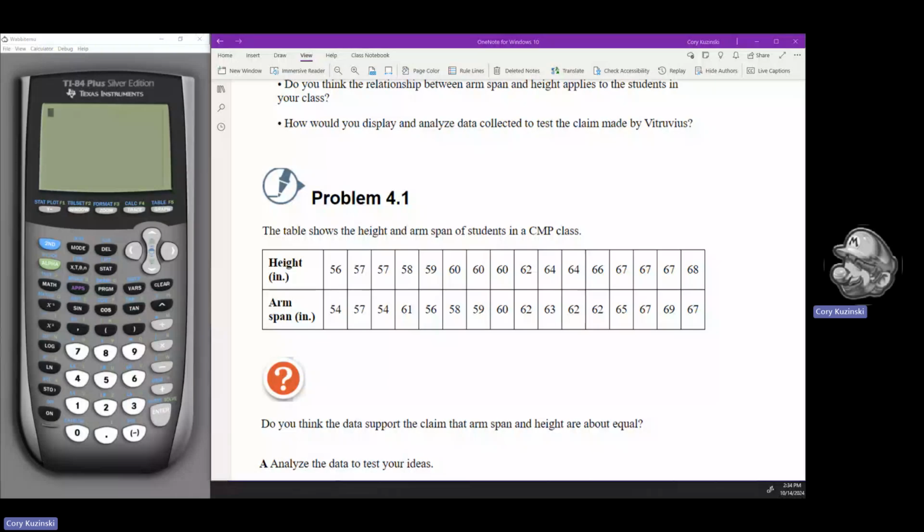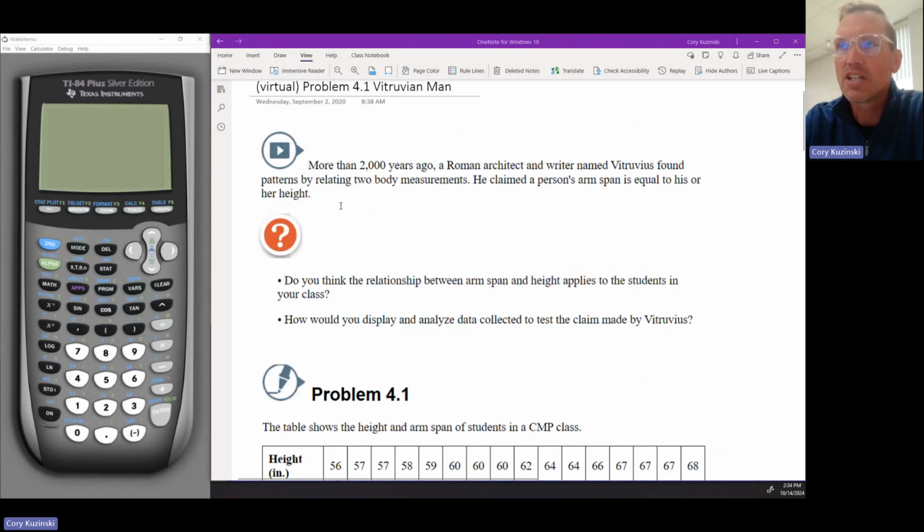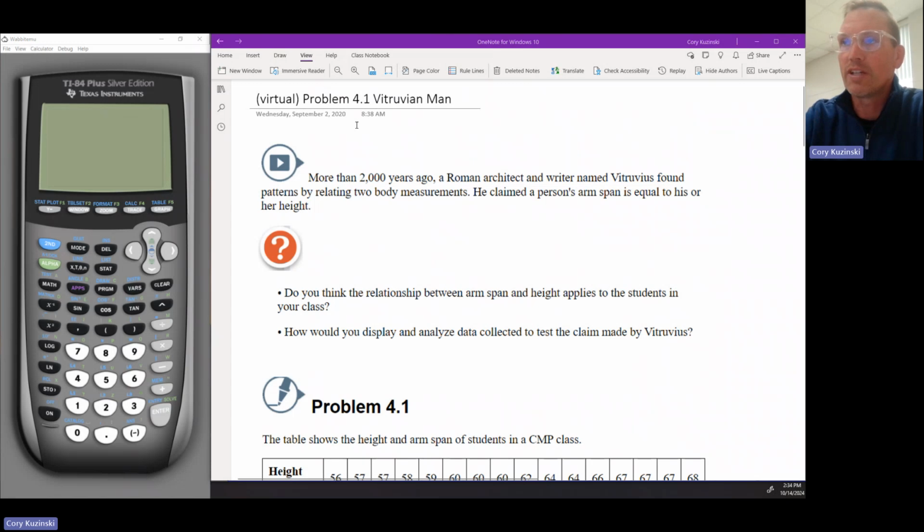Hello, students. Mr. Kaczynski with you, and today we're going to get through problem 4.1 of our book, Thinking with Mathematical Models. The name of this lesson is Vitruvian Man. You all have a note sheet that's been given to you, and I want you to take notes as we're working through this, and then I'll get you practice at the end of it, okay? There might be times where I tell you to pause the video, so do that.